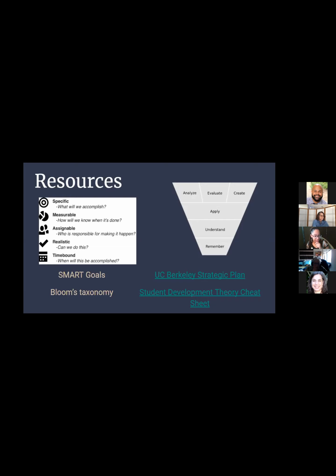I always say that alignment is super important. So UC Berkeley's strategic plan is there. And then there's this student development theory cheat sheet that I like to use a lot. I don't think you can just click on the screen and get to that, but oh no, everyone has access to the slides. Okay, cool. So this is a good time for a question break before we move into examples and then case studies. Is there anything?